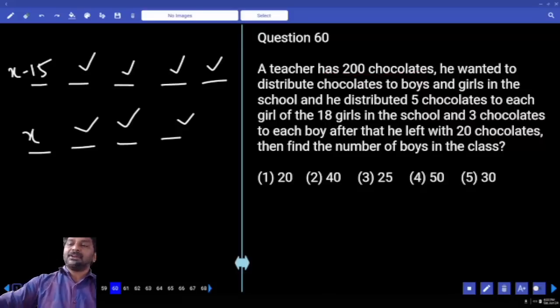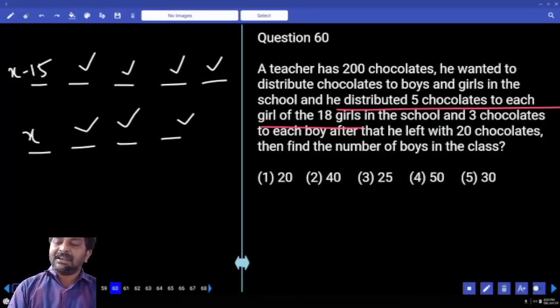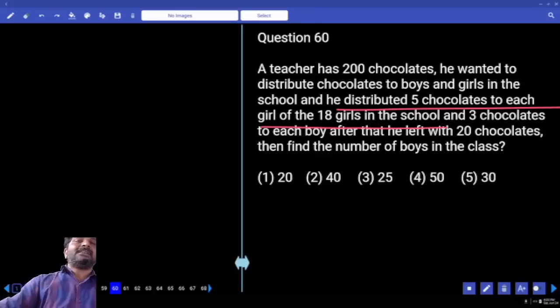A teacher has 200 chocolates. He wanted to distribute chocolates to boys and girls in the school. Feel like I am having 200 chocolates. He distributed 5 chocolates to each girl, and there are 18 girls in the school. So how many girls are there? 18. And each girl gets 5, so in total how many chocolates am I giving to girls?